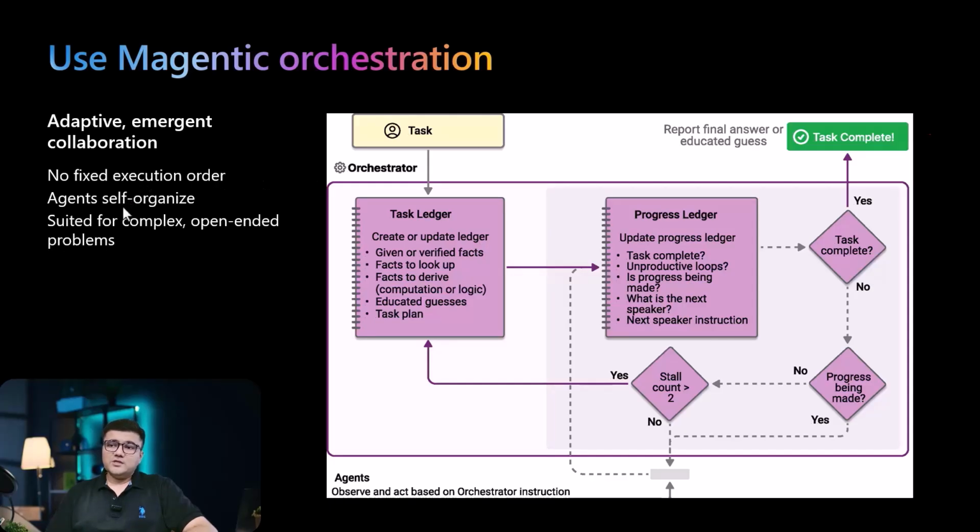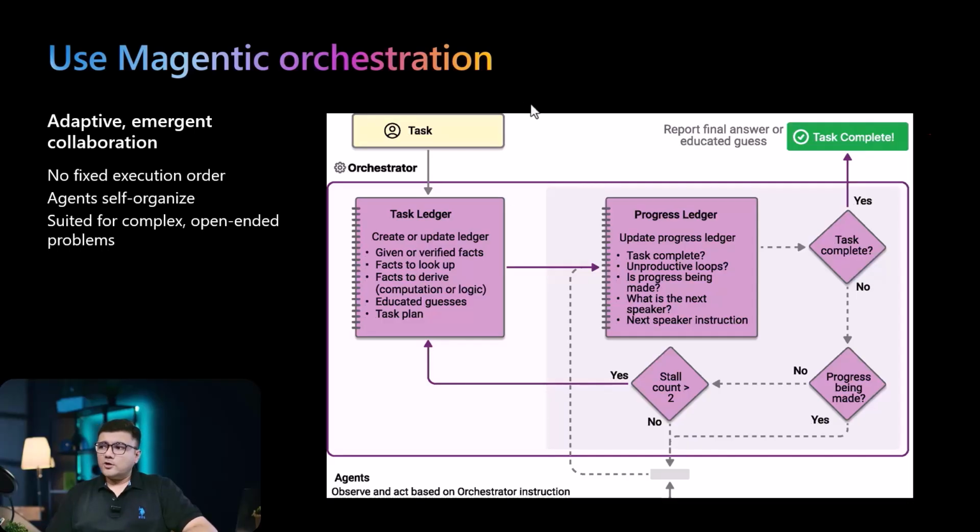So this orchestration has a self-organized configuration, is suitable for more complex tasks and open-ended problems, and at the end it is going to give you proper documentation of this ledger for human review. So if you want multiple agents executing, but at the end humans are going to review that task, then magentic orchestration is a perfect example.